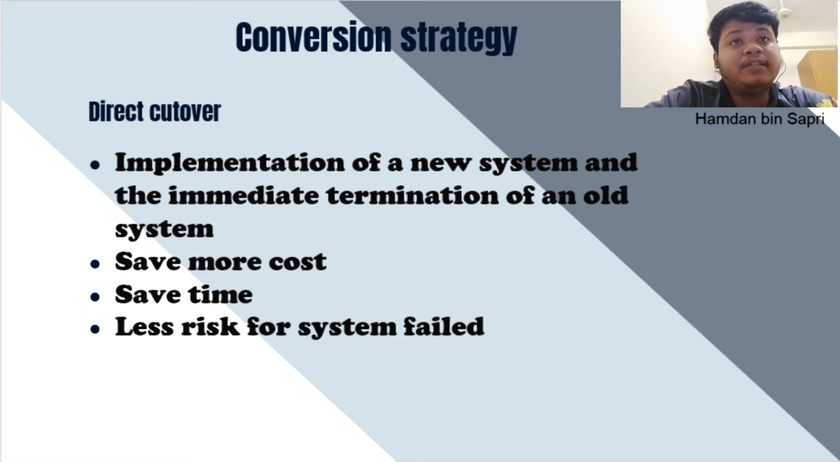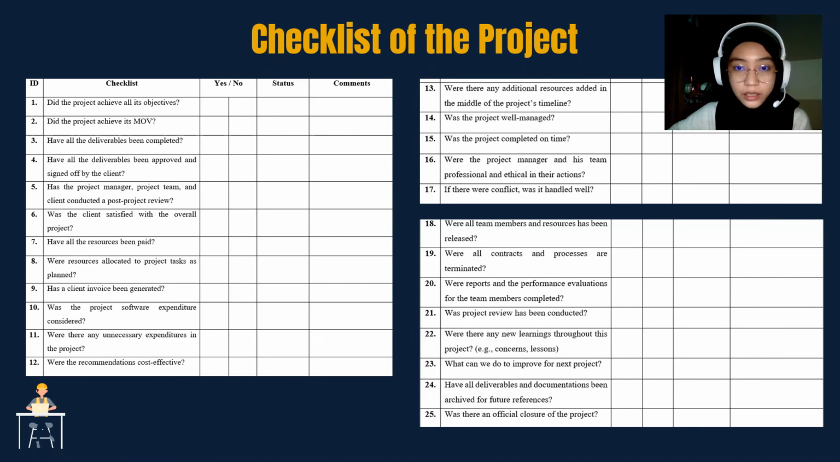Direct cutover conversion strategy is the implementation of a new system and immediate termination of an old system. We use this strategy because, first, it can save more cost because it's cheaper. Second, it can save more time because we just directly change the system. And lastly, it has less risk.